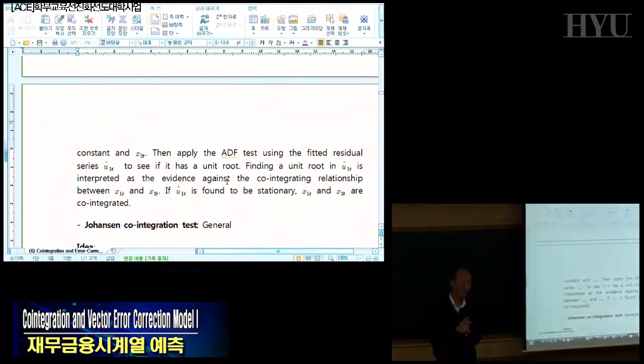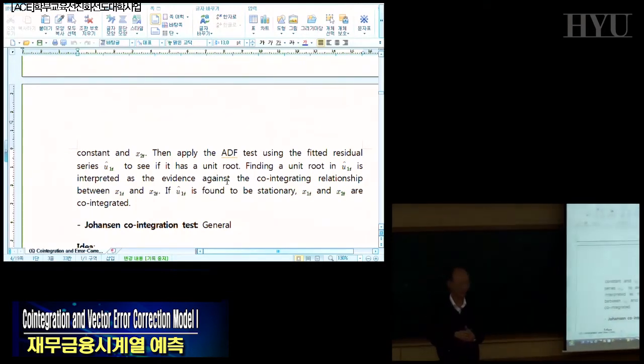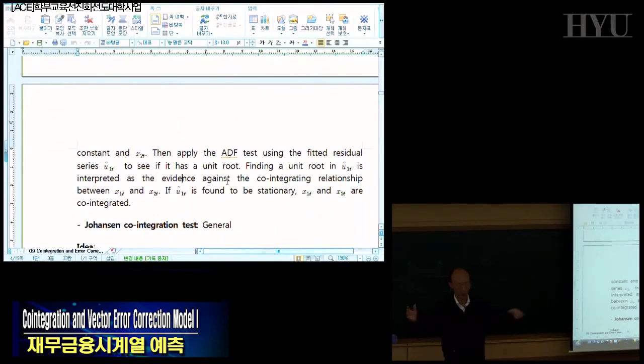But the problem is, if you have more than two series, so in this case 3 variables, the maximum number of co-integrating relationship is known to be 2. So number of variables minus 1. So how to find the second co-integrating relationship, if any? Can't do that, right? There is only one regression.